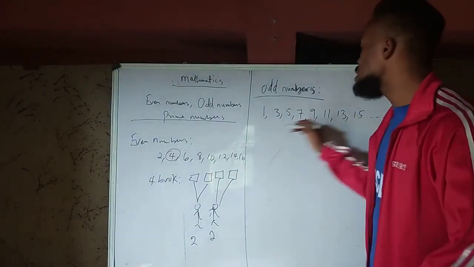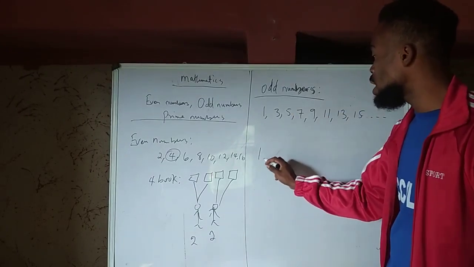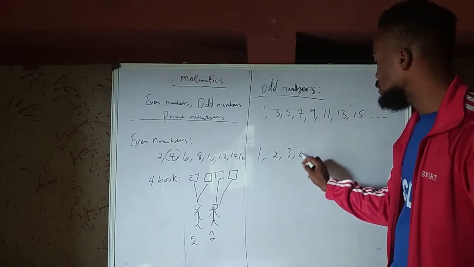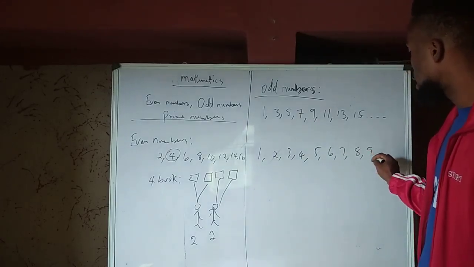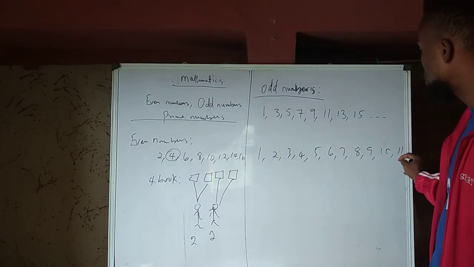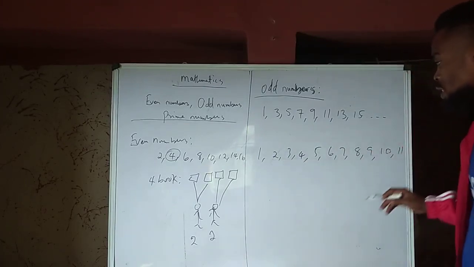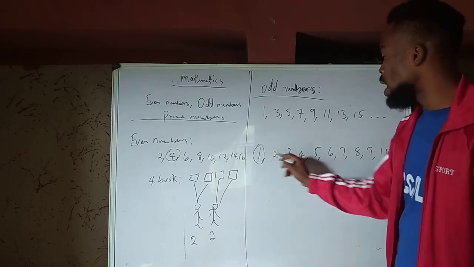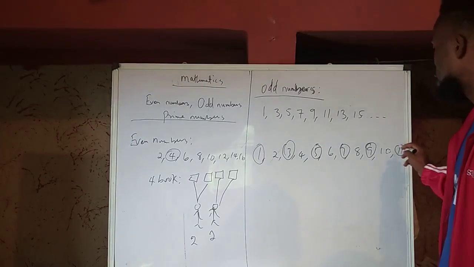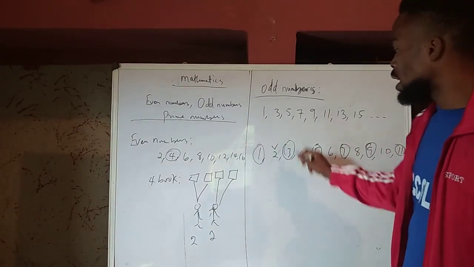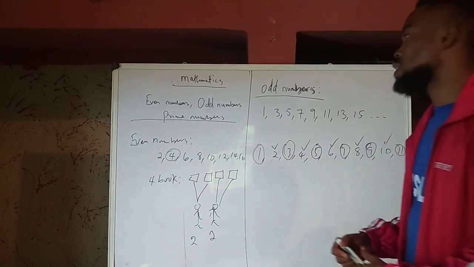Let's say we have the set of numbers 1, 2, 3, 4, 5, 6, 7, 8, 9, 10, and I keep going up to this point. Now I see all these numbers I have written here. The odd numbers are 1, 3, 5, 7, 9, 11, while the even numbers are 2, 4, 6, 8, 10. Okay, that's how it works.